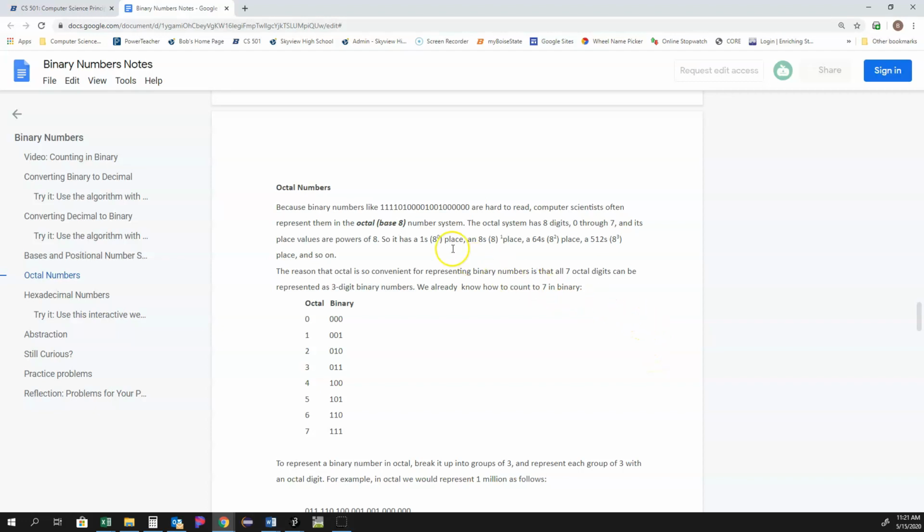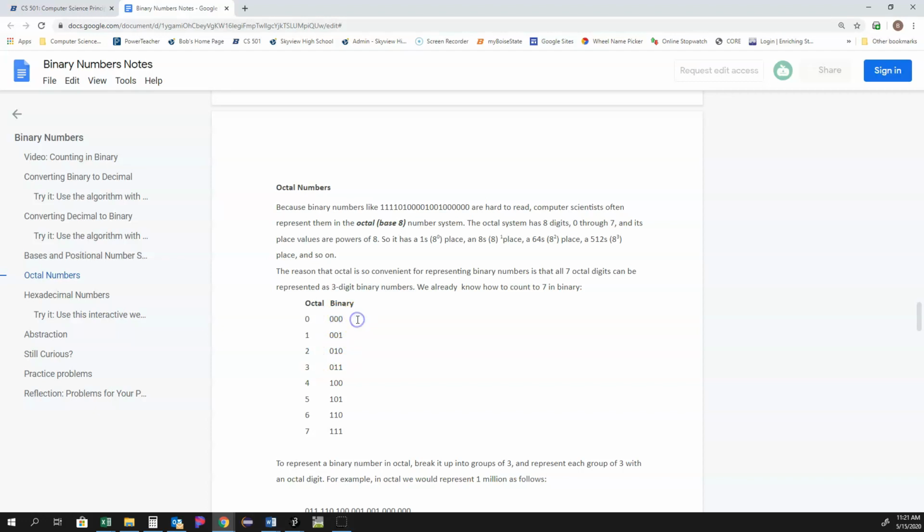We can represent all values of the octal base 8 system in the numbers 0 through 7. Remember, in our base 10 system, our values are 0 through 9. In our base 2 system, it's 0 through 1. So in an octal system, we have values 0 through 7 that can be broken down and represented in binary.